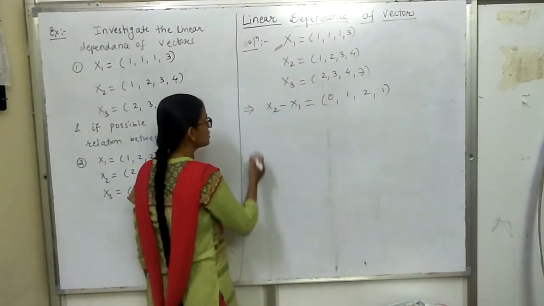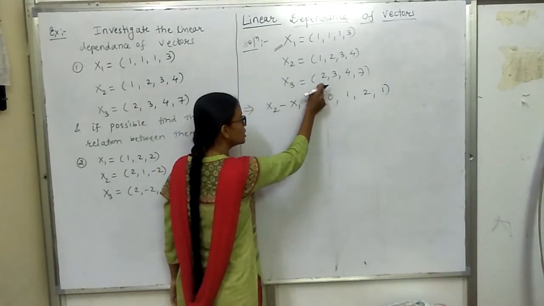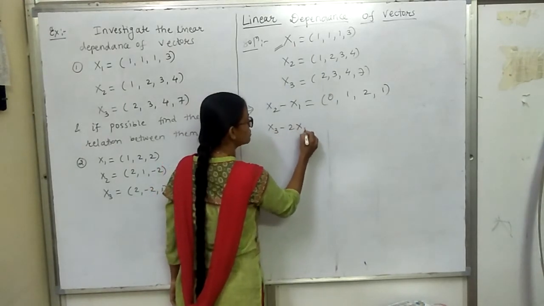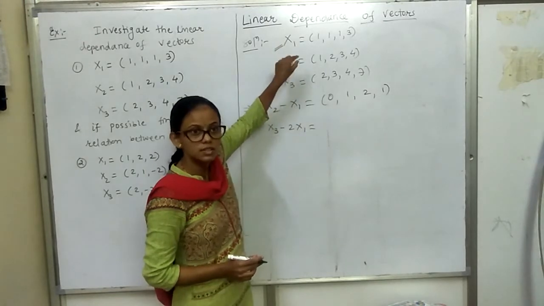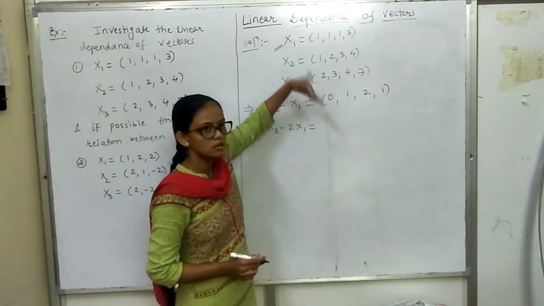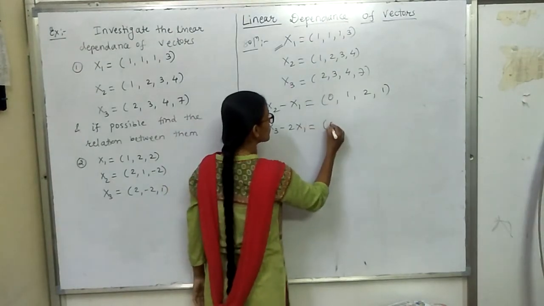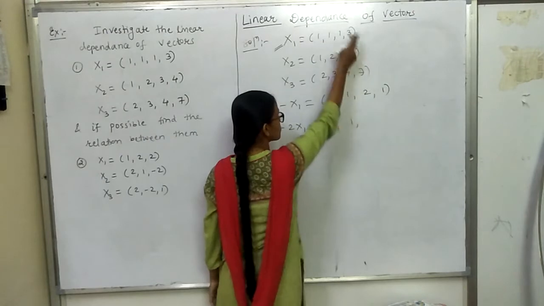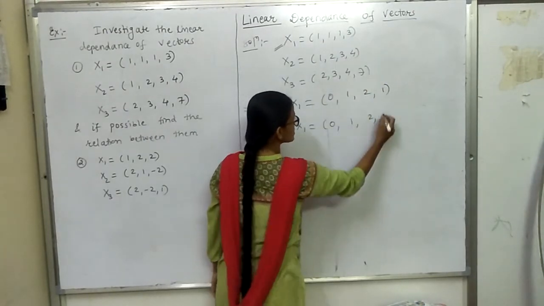Okay. Similarly, to make the first component of x3 as 0, here it is 2. So we have to apply the transformation x3 minus 2 times x1. We use the single vector to make the first components of the others 0. So here 2 minus 2 is 0, 3 minus 2 is 1, 4 minus 2 is 2, 7 minus 6 is 1.